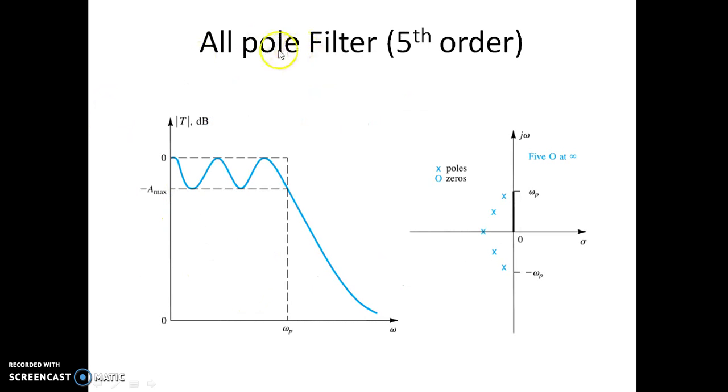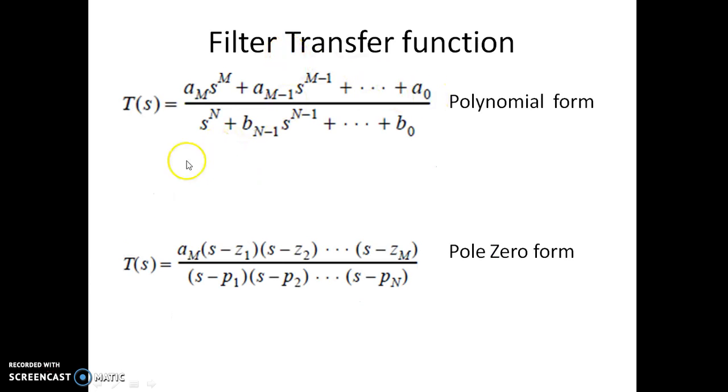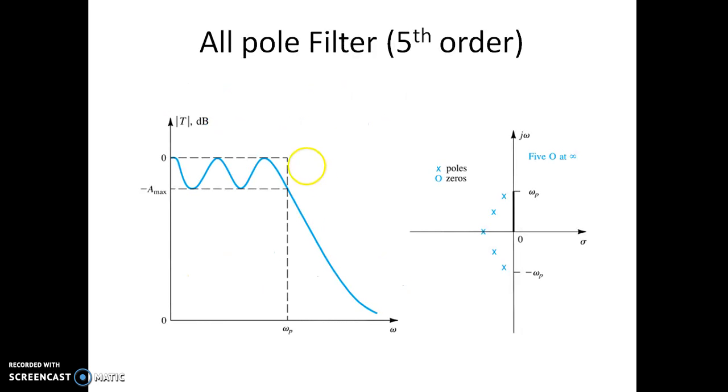Now this is an all pole filter, which is of fifth order. So what is this all pole filter? As you can see in the previous transfer function, we said that this is a pole-zero form. Assume that this transfer function doesn't have any zeros. Of course, no zeros means there are no finite zeros. All the zeros are at infinity. A filter which doesn't have finite zeros is called an all pole filter. It has got only finite poles. So here you can see there are 5 poles. All the 5 poles are finite, whereas the zeros are at infinity.